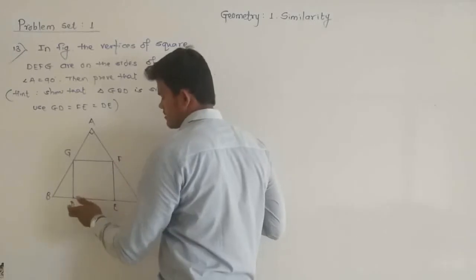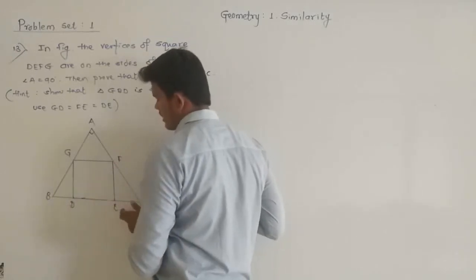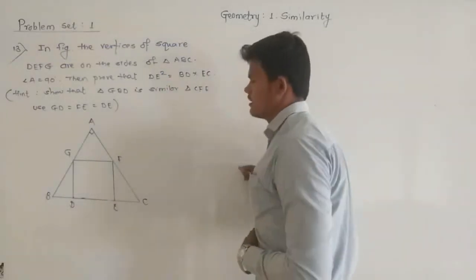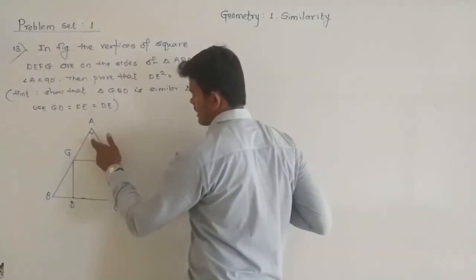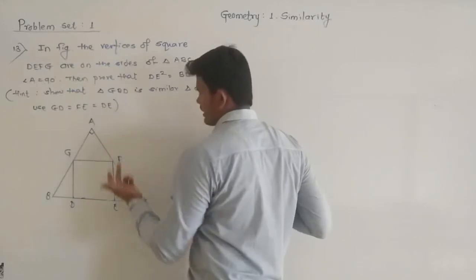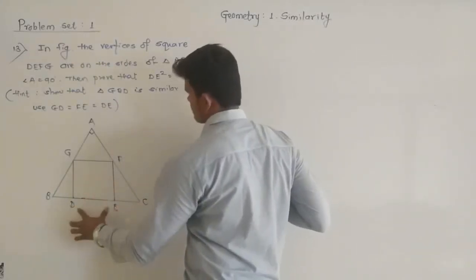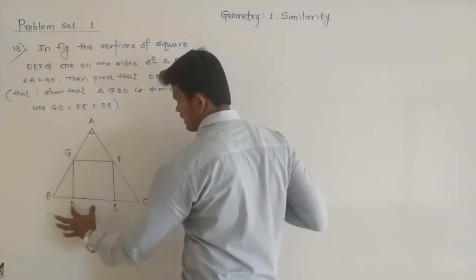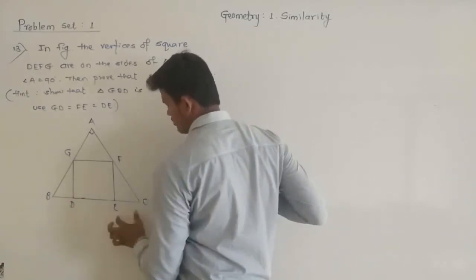So vertices of quadrilateral DEFG are on the sides of a triangle ABC. Also angle A is equal to 90 degrees. Then prove that DE square is equal to BD into EC. DE square is equal to BD into EC.